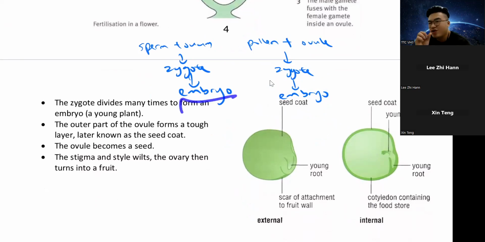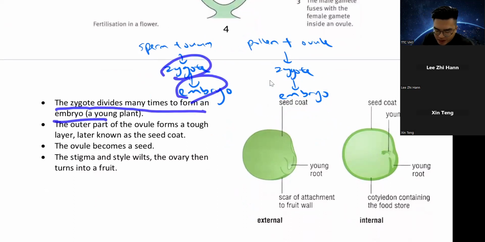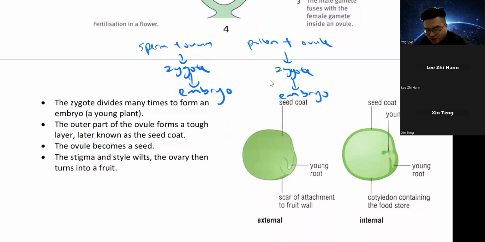So for us, embryo is the small baby. Same goes to plant. It's the small baby. Okay, so the zygote divides many times to form an embryo. Zygote to become embryo. The outer part of the ovule forms a tough layer known as a seed coat. Okay, so the outside here, you have a layer of seed coat.